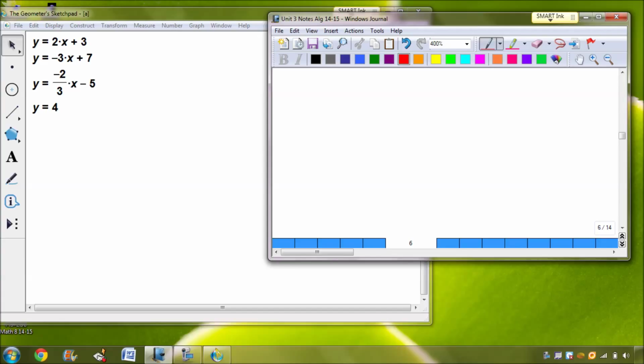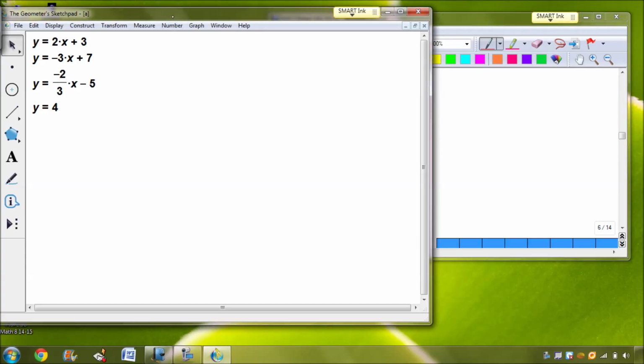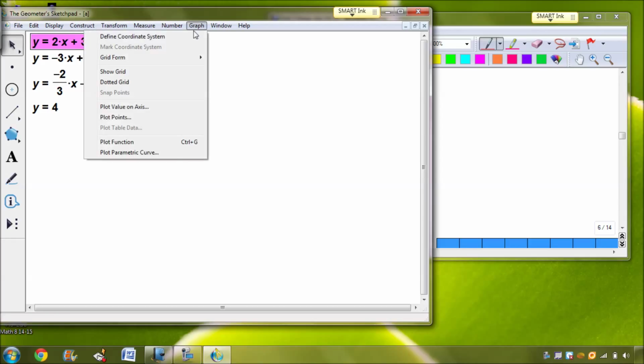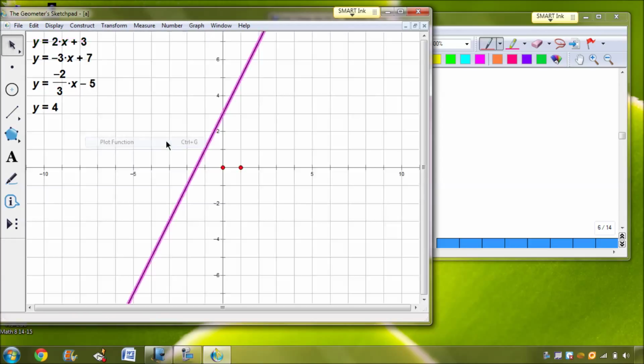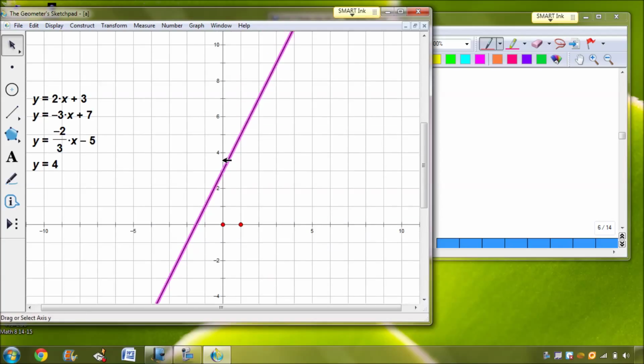So it will be blank on my screen. It will not be blank on your page. You're going to be responsible for filling out the information. So the first graph that I want you guys to look at is this one right here, y equals 2x plus 3. I'm going to graph it out. And I want you guys to notice some information right here.